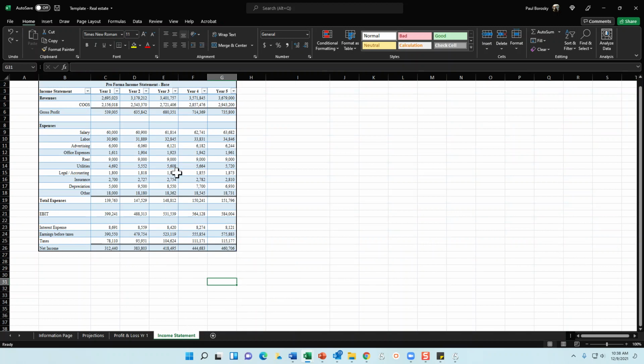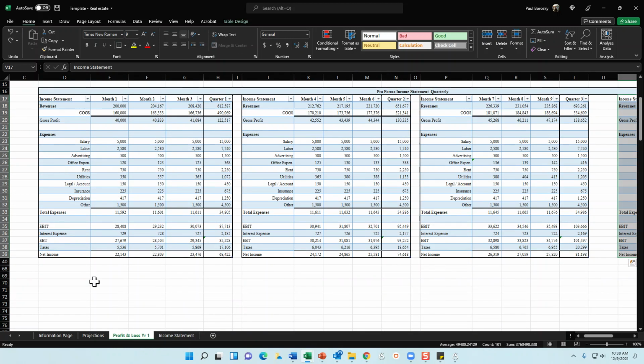Your income statement is just your pro forma income statement for the next 5 years, showing your revenues, your expenses, and your expected net profits. Profit and loss for the first year is going to show you month by month, month 1 through month 3, what your revenues are and what your net profits are going to be. And again, I can't stress this enough. This is assuming that you're going to be flipping 1 or more houses per month.